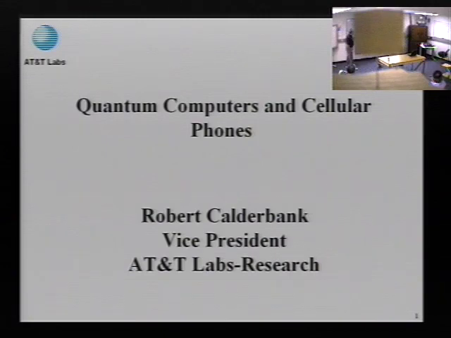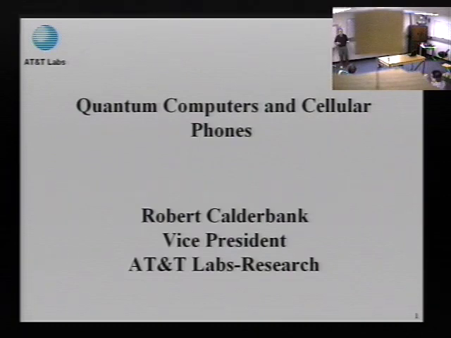Here's the talk: quantum computers and cellular phones. And the message in the talk is that there actually is a connection between the two subjects. The connection is mathematical. There's a common mathematical foundation that goes into both.